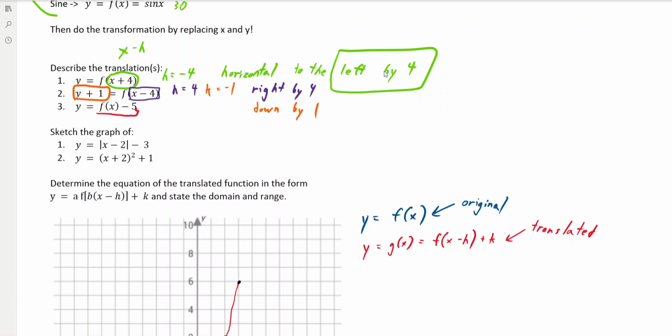All right, so at this point you should be able to have tried this out. So what we're going to do is notice that there's a -5, but it's outside the brackets, which means that it's our k value, and it's a k value of -5, so it's down by 5.